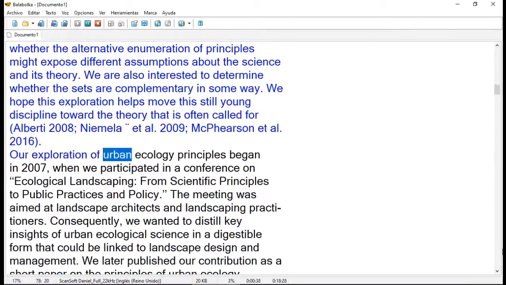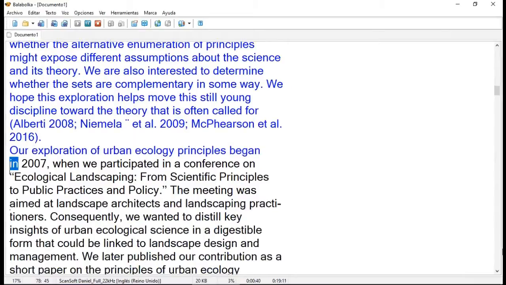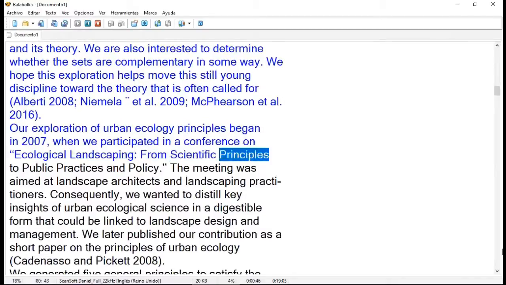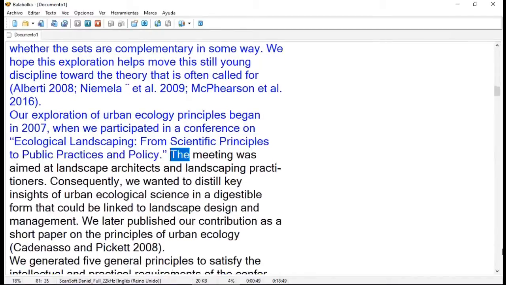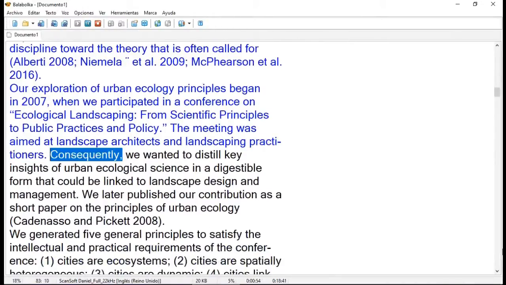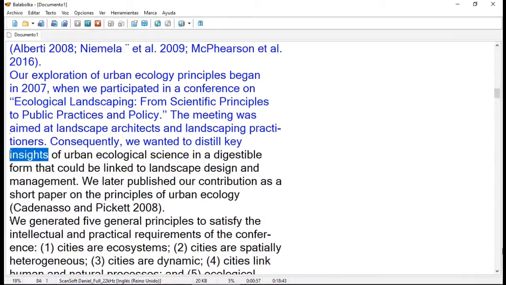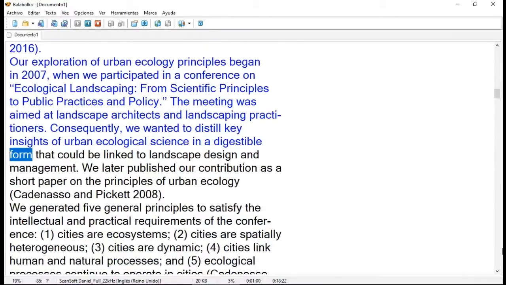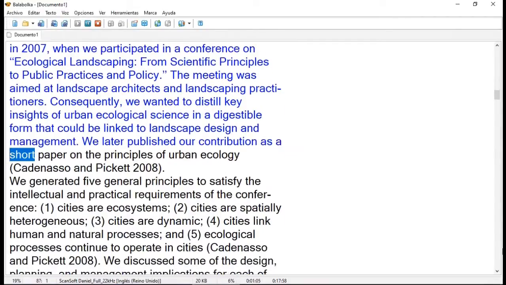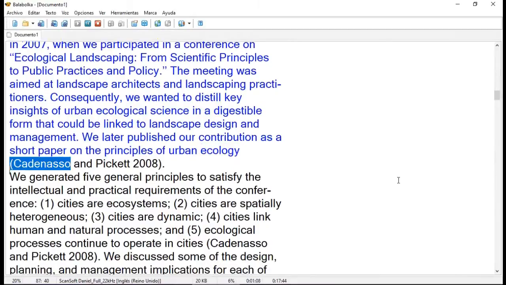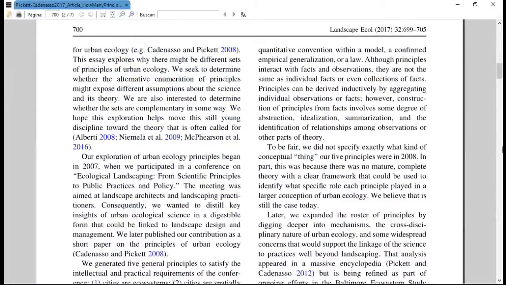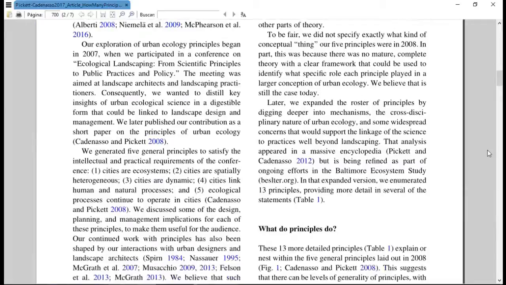Our exploration of urban ecology principles began in 2007, when we participated in a conference on ecological landscaping, from scientific principles to public practices and policy. The meeting was aimed at landscape architects and landscaping practitioners. Consequently, we wanted to distill key insights of urban ecological science in a digestible form that could be linked to landscape design and management. We later published our contribution as a short paper on the principles of urban ecology, Cadenasso and Pickett 2008. We generated 5 general principles to satisfy the intellectual and practical requirements of the conference.